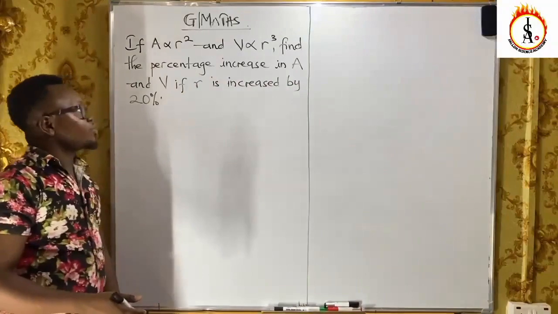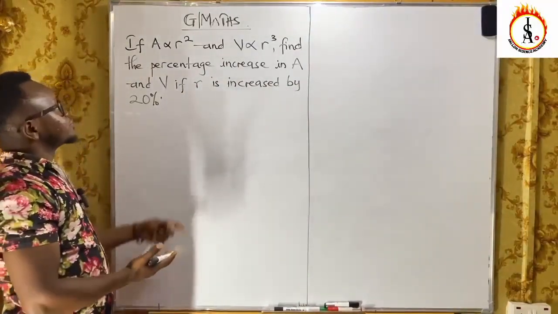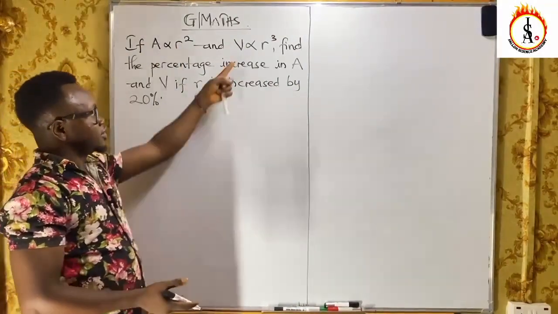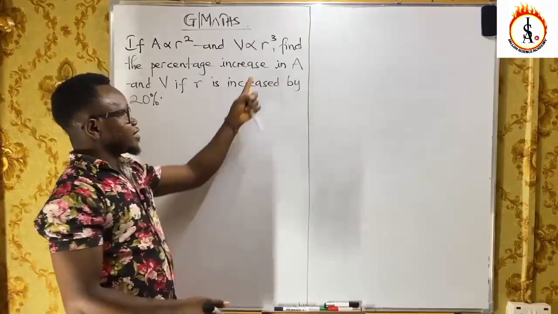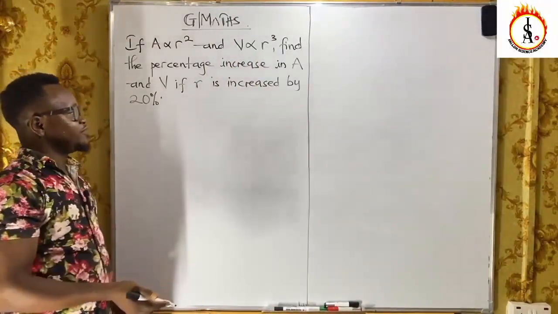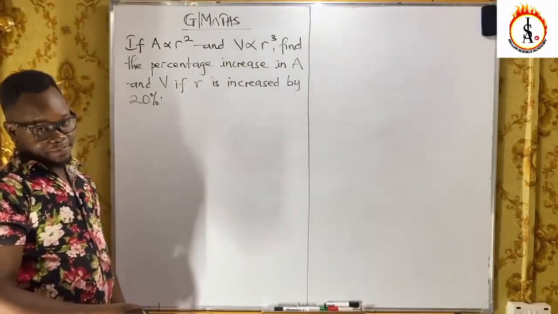So this is the question. It reads, if A varies directly as the square of R and V varies directly as the cube of R, find the percentage increase in A and V if R is increased by 20%.